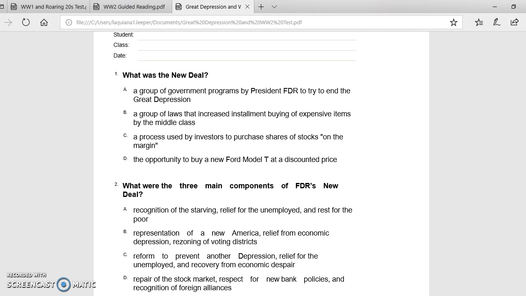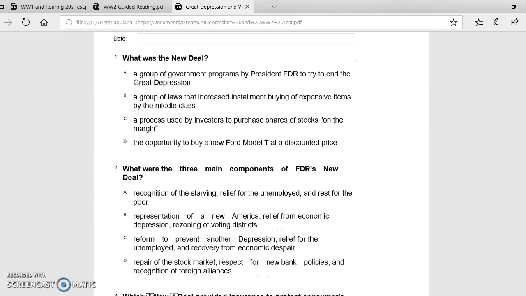B, a group of laws that increased installment buying of expensive items by the middle class. C, a process used by inventors to purchase shares of stocks on the margin. D, the opportunity to buy new Ford Model T at a discounted rate.